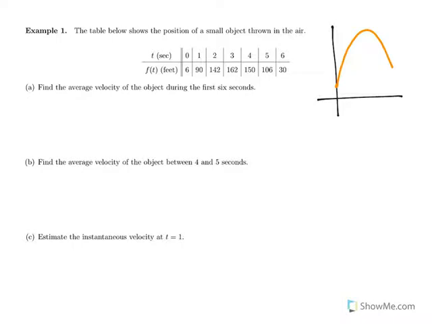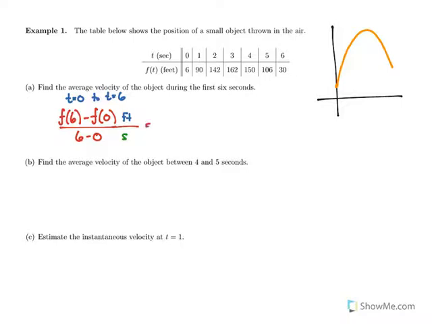So the first question is, find the average velocity of the object during the first 6 seconds. So that is the average velocity from t equals 0 to t equals 6. The answer here is going to be the function value at 6 minus the function value at 0, over 6 minus 0. And the units here are feet in the numerator and seconds in the denominator.